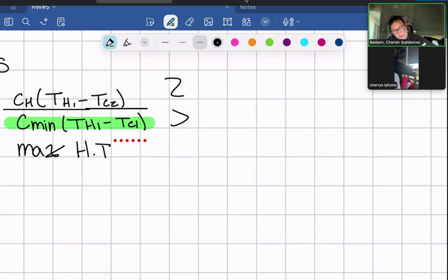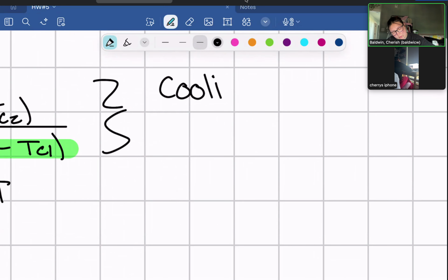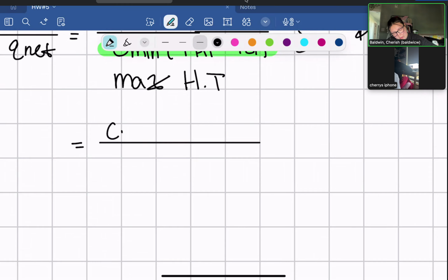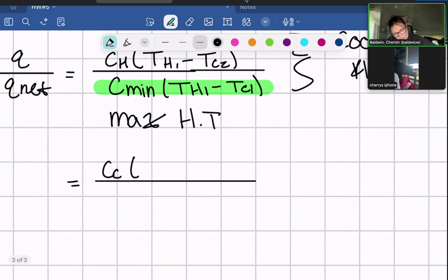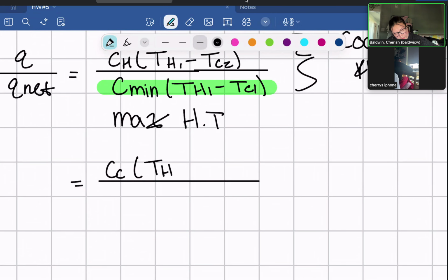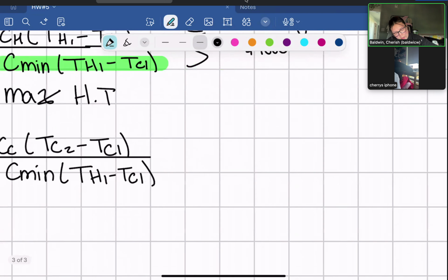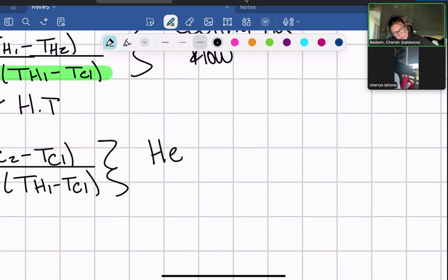And this equation can be used to cool the hot flow, or you can write it as the mass flow rate heat capacity of the cold times the temperature of cold 2 minus the temperature of cold 1, over the same minimum times the temperature of hot 1 minus cold 1, to heat the cold flow.